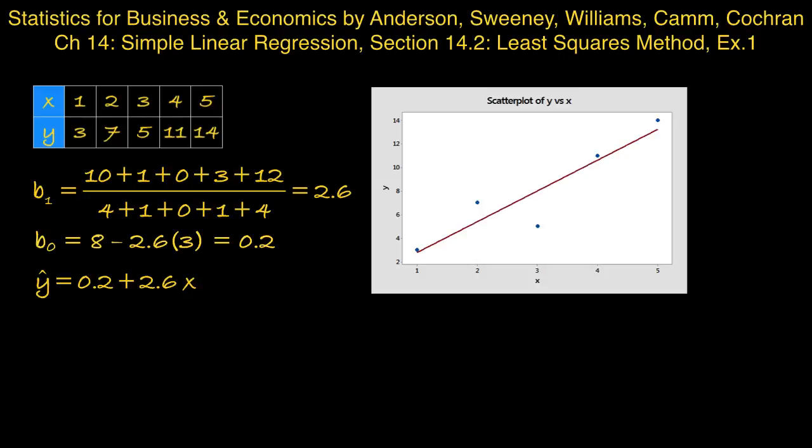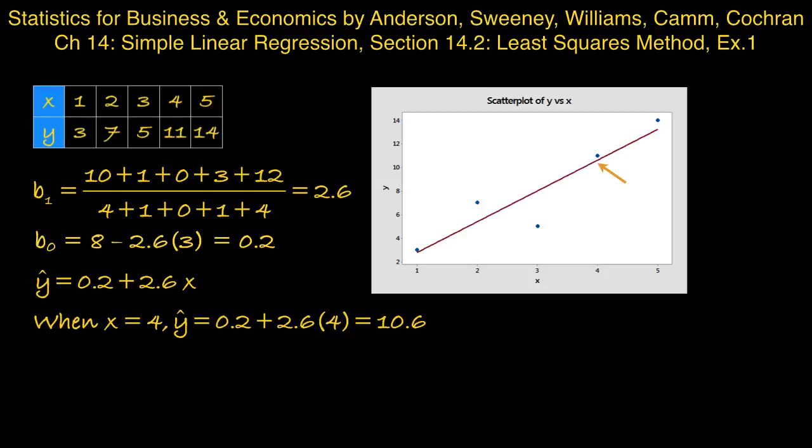Use the estimated regression equation to predict the value of y when x equals 4. So we can just plug in x equals 4 into our estimated regression equation and find that y hat equals 10.6. And we can see this on our scatter plot. It's the point on the regression line when x equals 4. And so we can see that that is 10.6.